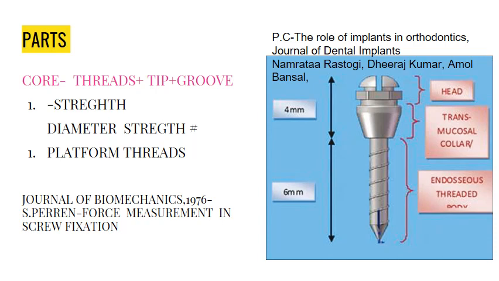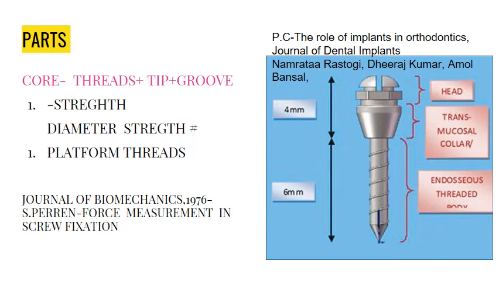That means that the strength of the TAD depends on the core of the TAD. Obviously, the greater the diameter of the TAD, the greater is the strength of the TAD. Hence, you're decreasing your chance of fracture when you're placing or removing the TAD. Now, it's been proven that the cube of the diameter of the TAD is directly proportional to the strength of the TAD. That's how important the diameter of the TAD is.